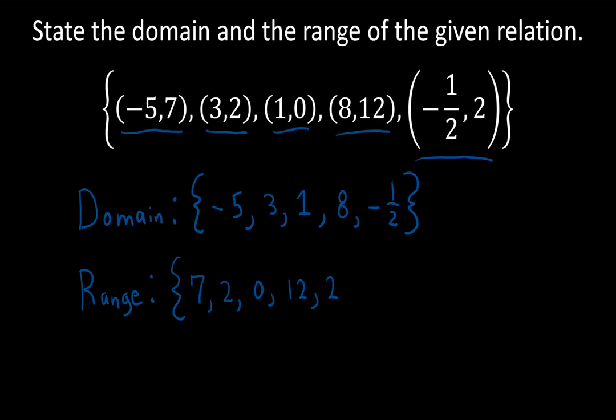So here we see the element 2 listed twice in our range. Well, that's not necessary. That's redundant. So what we'll do is we'll list each element in our domain and our range only once. It's not necessary to list the same elements twice. So no need to list 2 twice in the range. And so our range is the set 7, 2, 0, and 12.